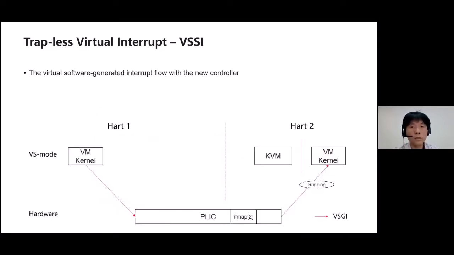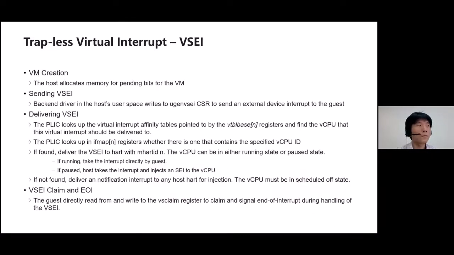With the extension on the interrupt controller and KVM support, now the VSSI can be directly delivered to the VM kernel when the vCPU is running, avoiding traps to the host. When the vCPU is not currently running, the host receives the interrupt and injects it to the vCPU, same as the current solution. Similarly, for virtual supervisor external interrupt, when the virtual machine is created, the host allocates a piece of memory for pending bits of the external interrupts for the VM.